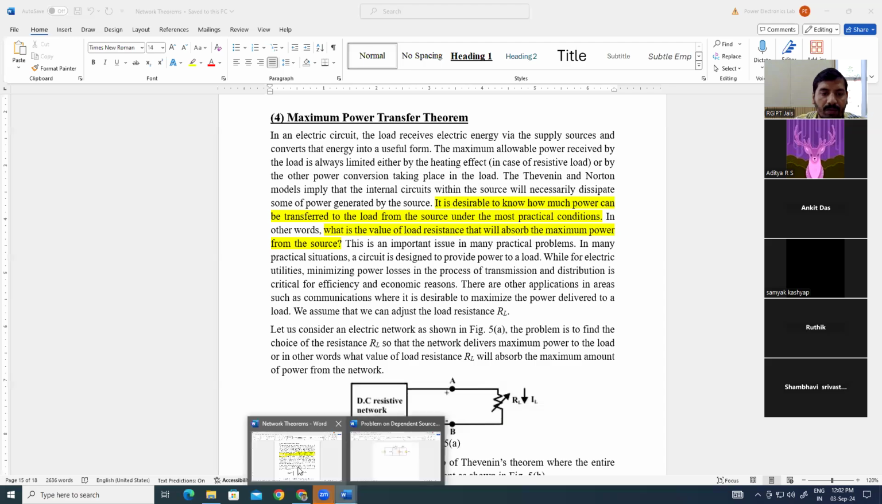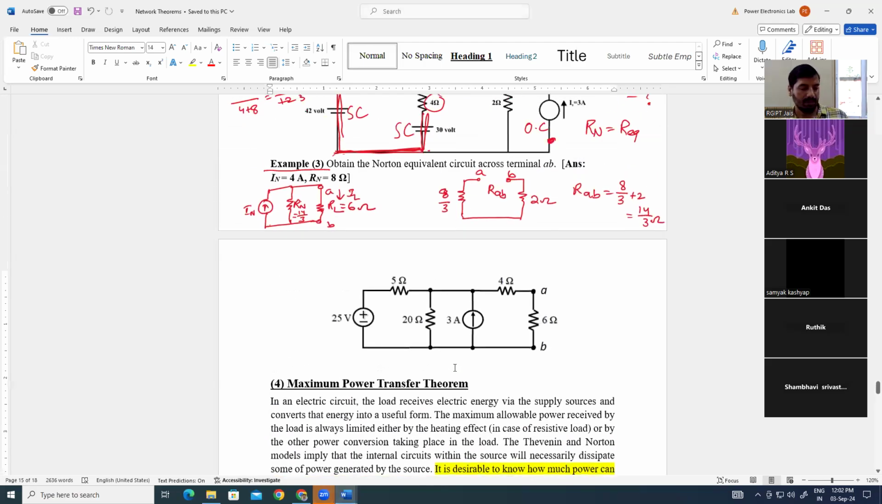So in the previous class, we discussed Norton's theorem, and I told you that Norton's theorem is the dual of Thevenin's theorem. Thevenin's and Norton's theorems are dual to each other because in Thevenin's theorem, any network between any two terminals can be resolved into a single voltage source in series with a single impedance.